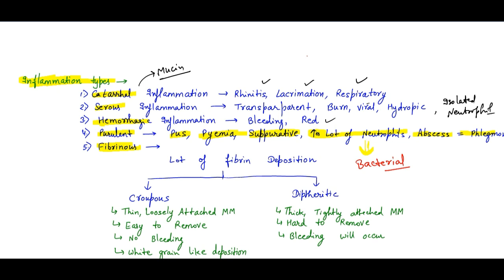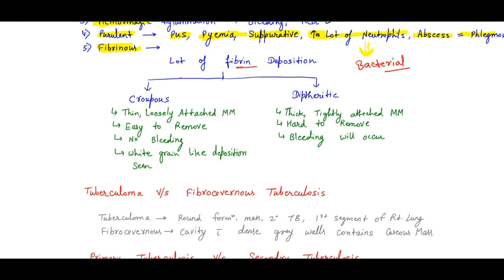Fibrinous inflammation means there is a lot of fibrin deposition. It can be croupous and it can be diphtheritic. It is 2 types. What types? Croupous, and second is diphtheritic. Croupous simply means, we are talking here about the mucous membrane. If the membrane is thin and loosely attached, it means croupous. And if it is thick and tightly attached, then we call it diphtheritic inflammation.